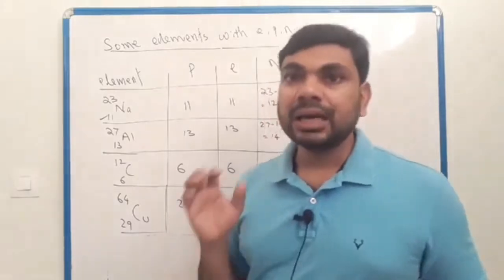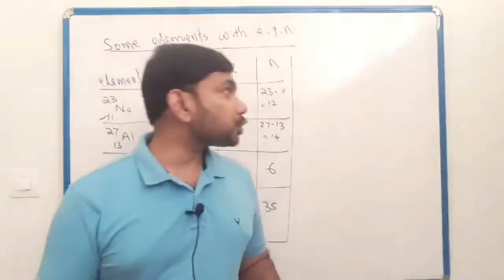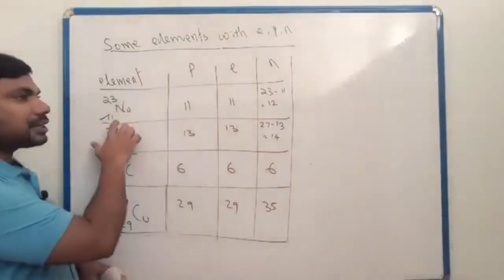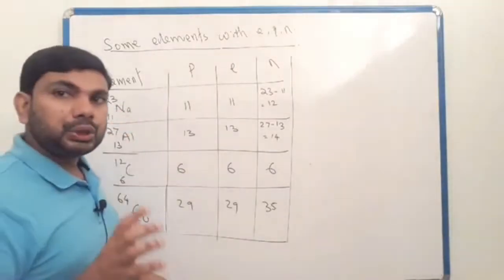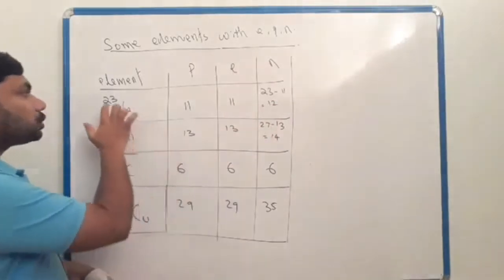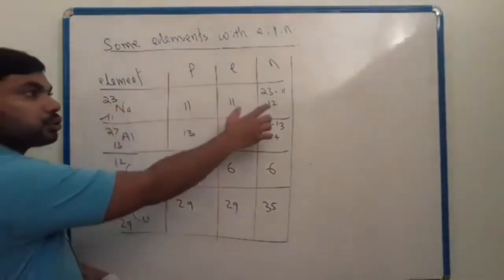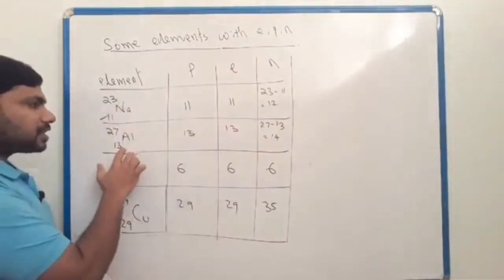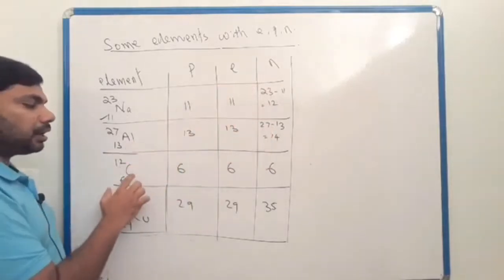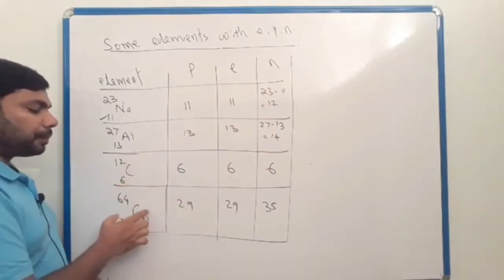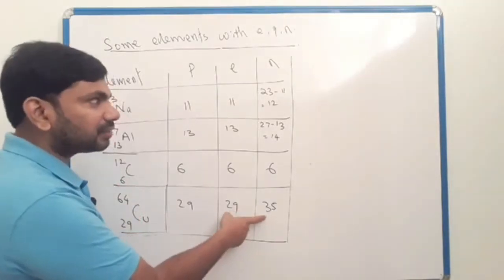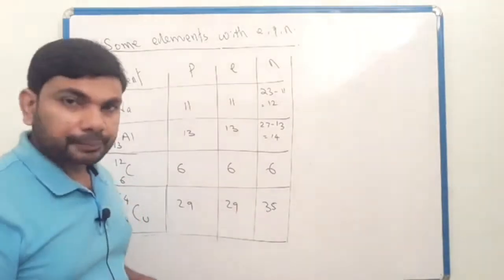To find neutron number, look here. Mass number minus atomic number will be the neutron number. You want to find the number of neutron. So 23 minus 11, 12. Here 27 minus 13, 14 neutron for aluminium. Carbon 12 minus 6. Copper 64 minus 29, so here 35 neutron. Clear?